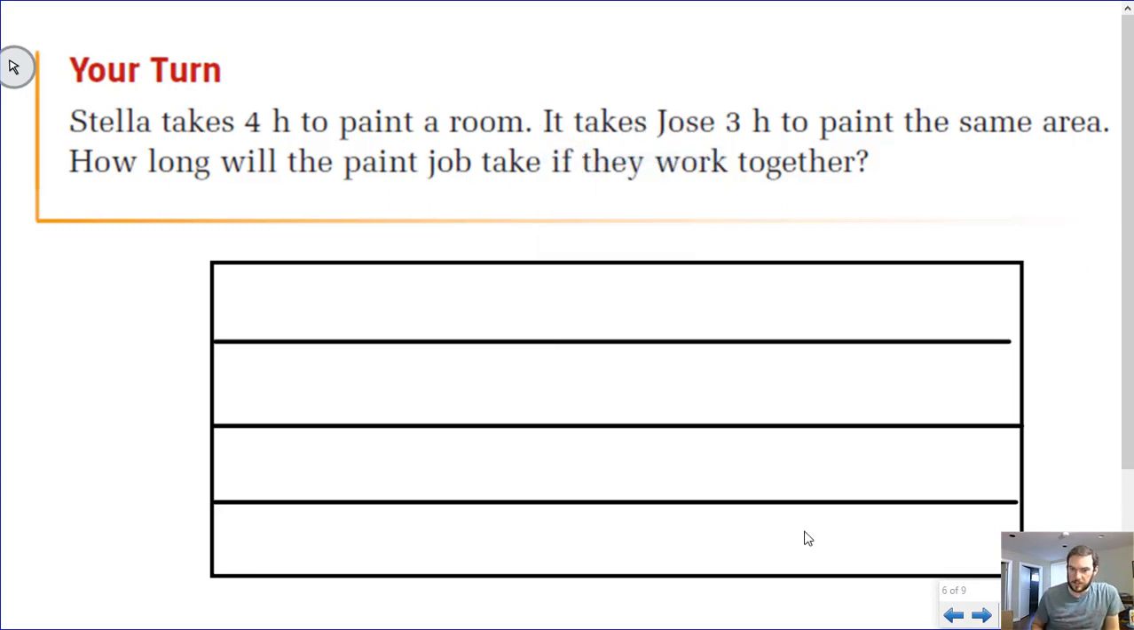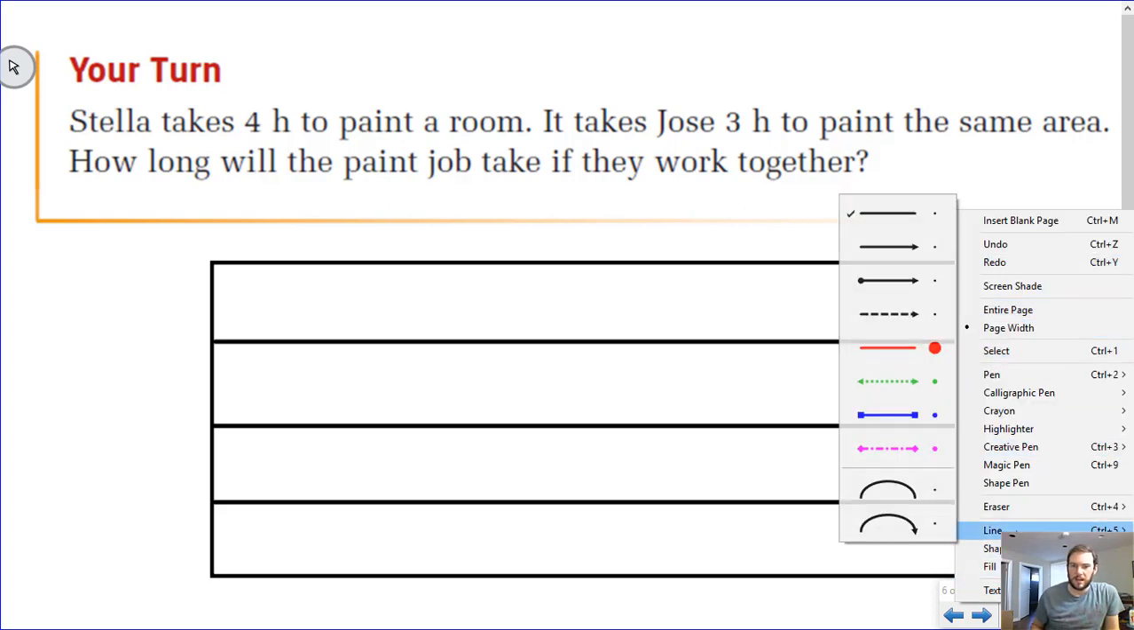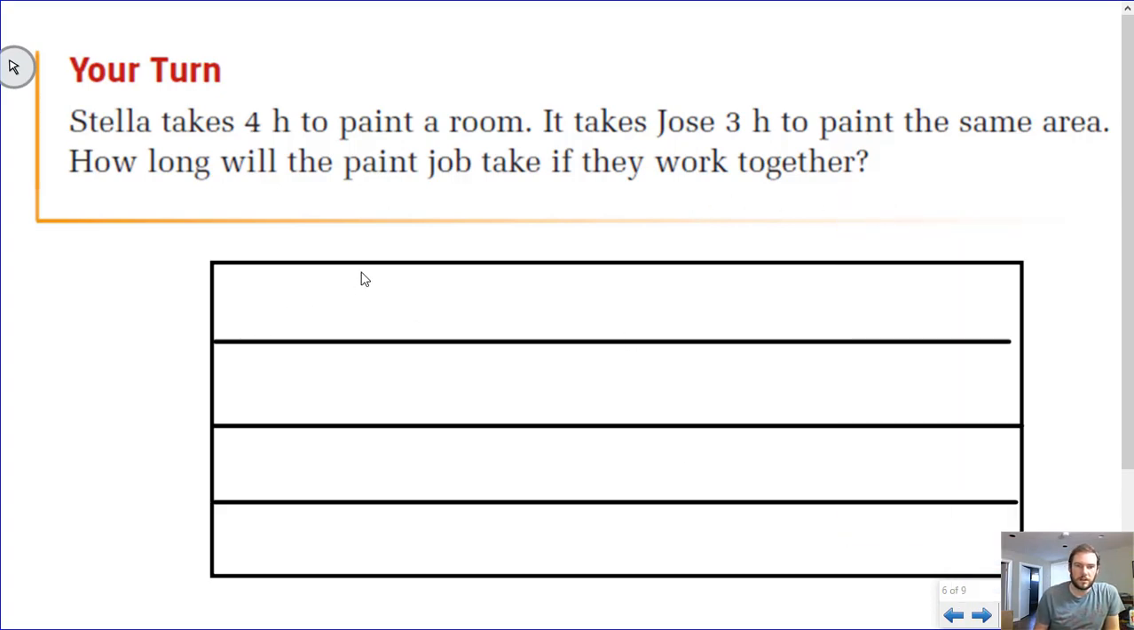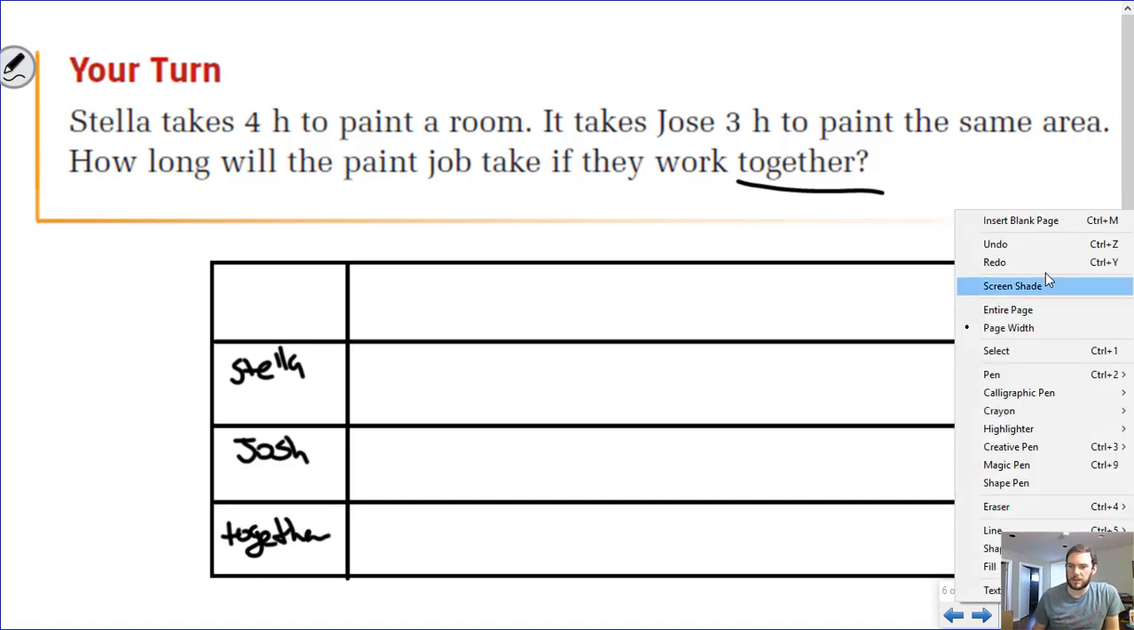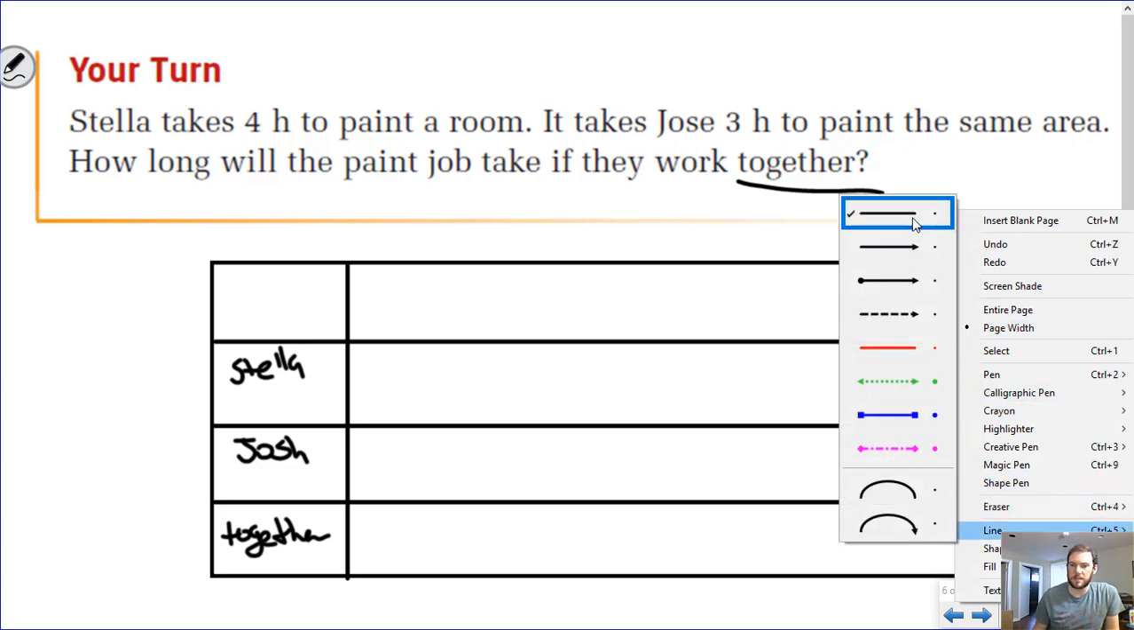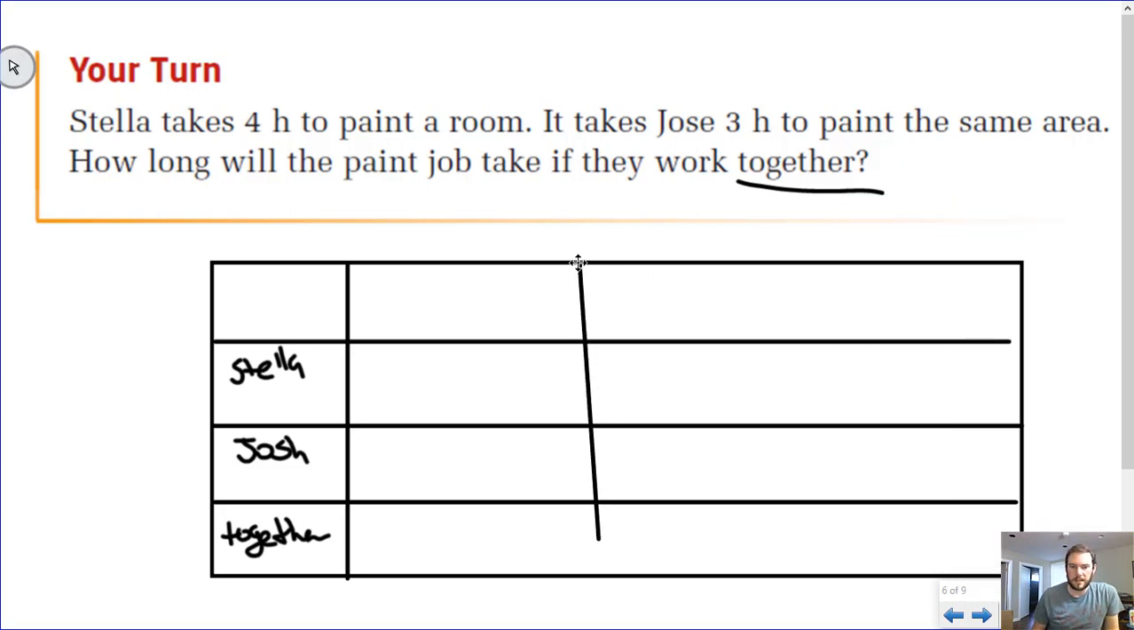So give me a second here. I'm still trying to make my table. The first column is the different people or the different criteria. So here we have Stella, here I have Josh, and then the question wants to know how long it will take them to do the room together. So really similar to that last question, where we have two people doing the same task in different amounts of time, and then we see how long it takes those two people to do the task together. Again, what we should find is that when they do it together, the task should get done quicker.